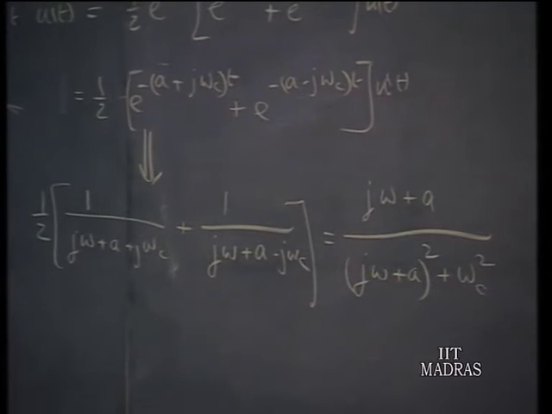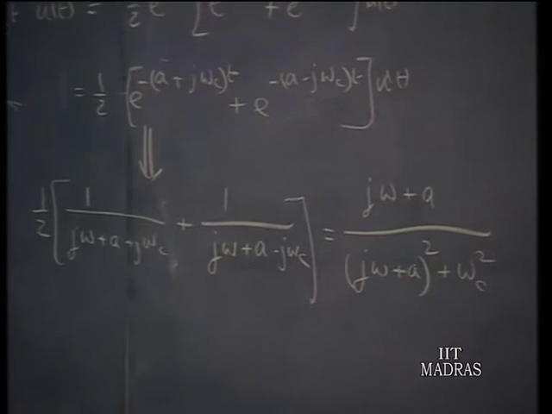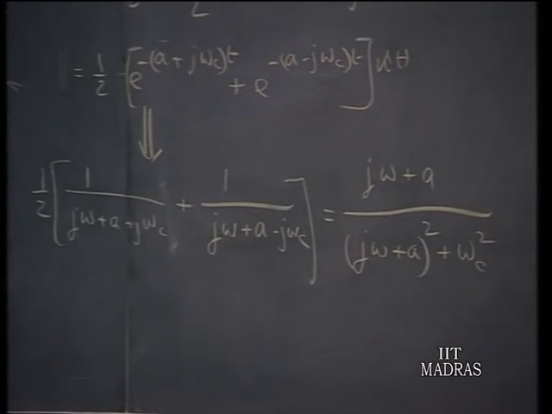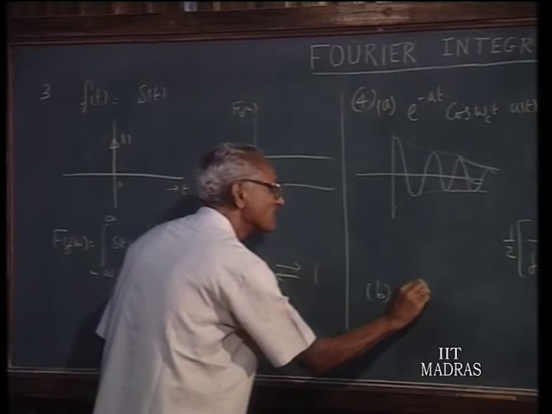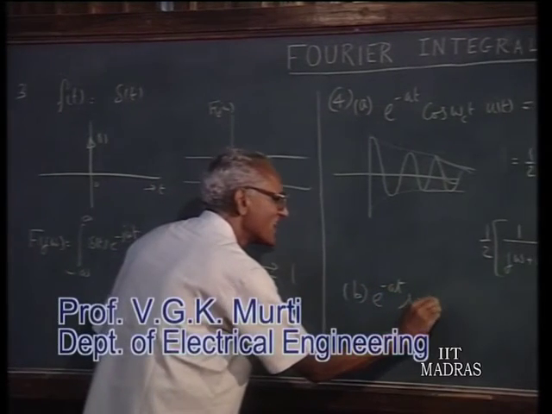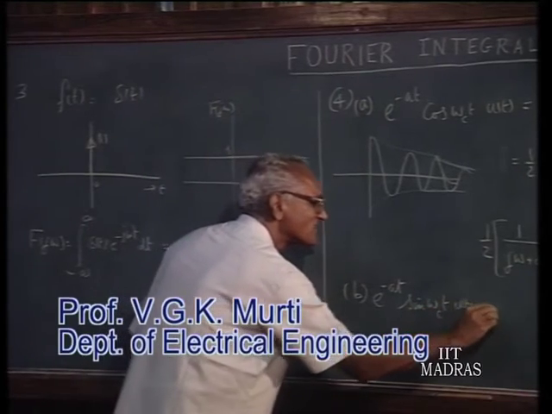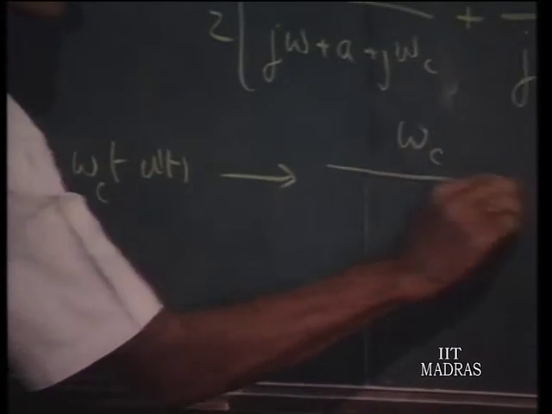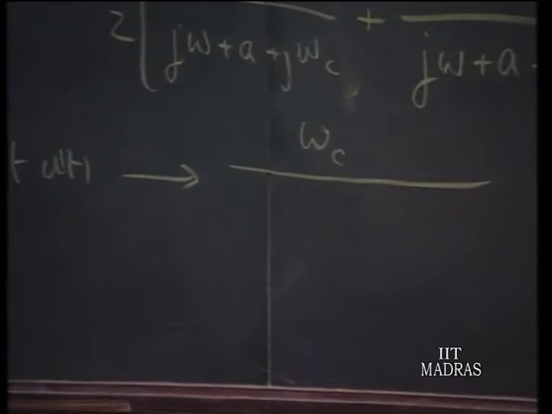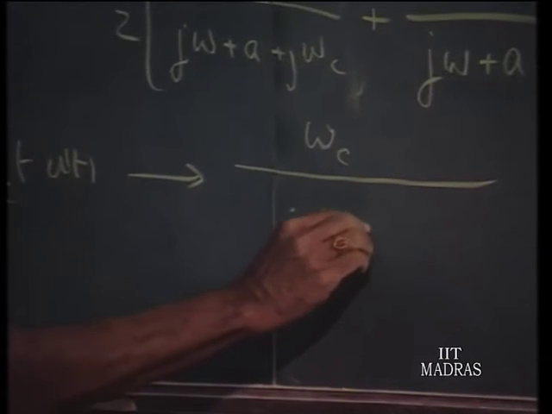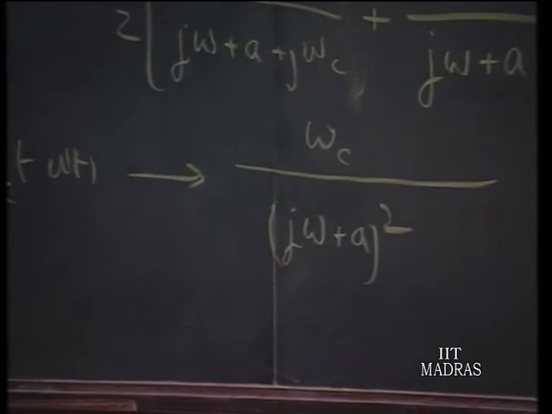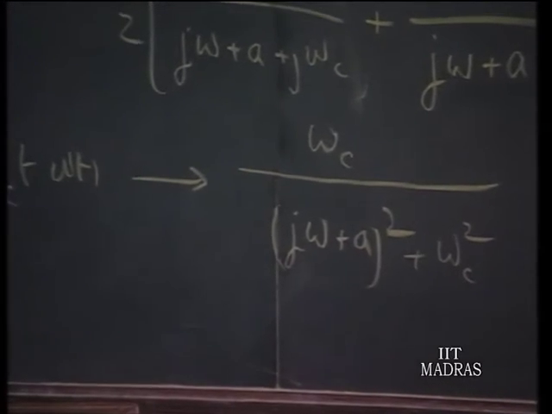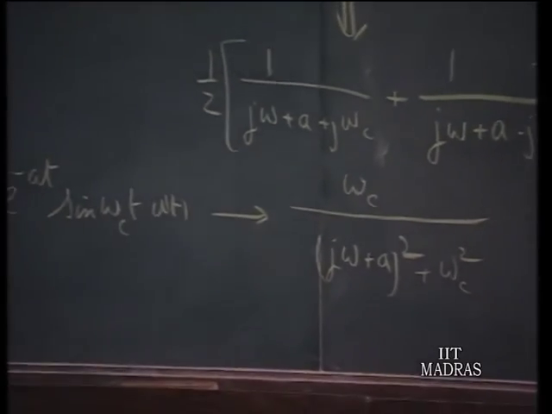Likewise, you can plot the spectrum, and then you will find that around omega c you have some kind of peaks, but we do not do that. Similarly, e to the power of minus a t sin omega c t u t can be shown to have a Fourier transform which is equal to omega c over j omega plus a whole squared plus omega c squared.